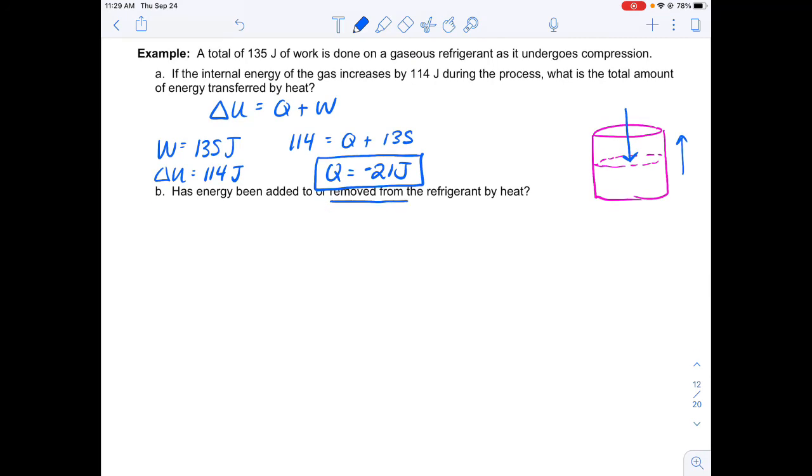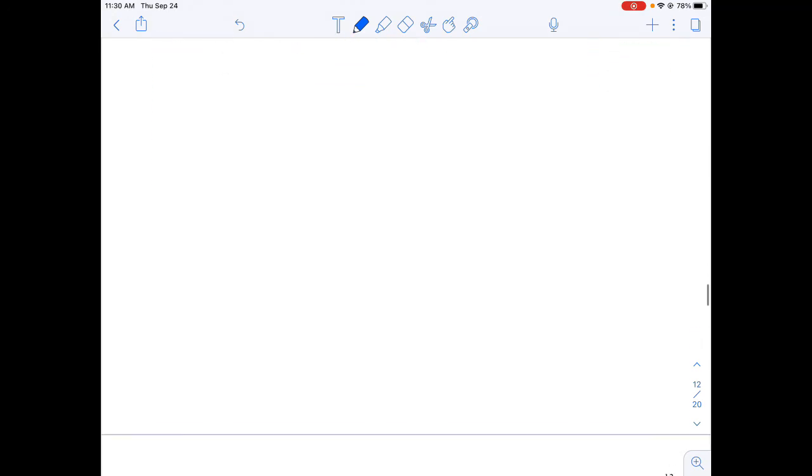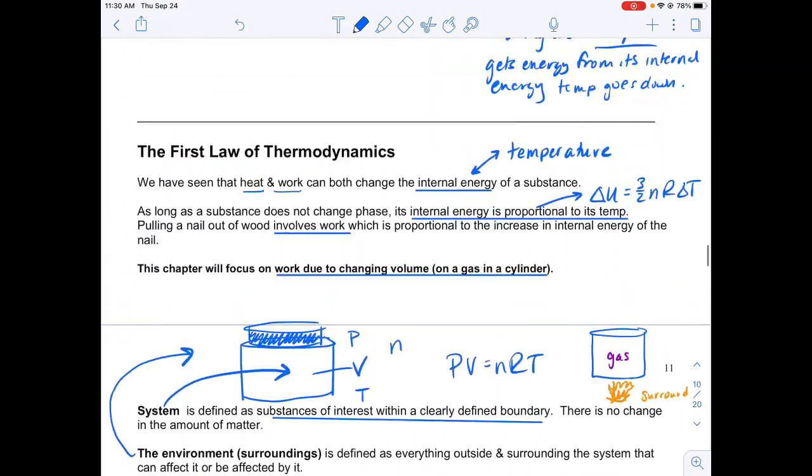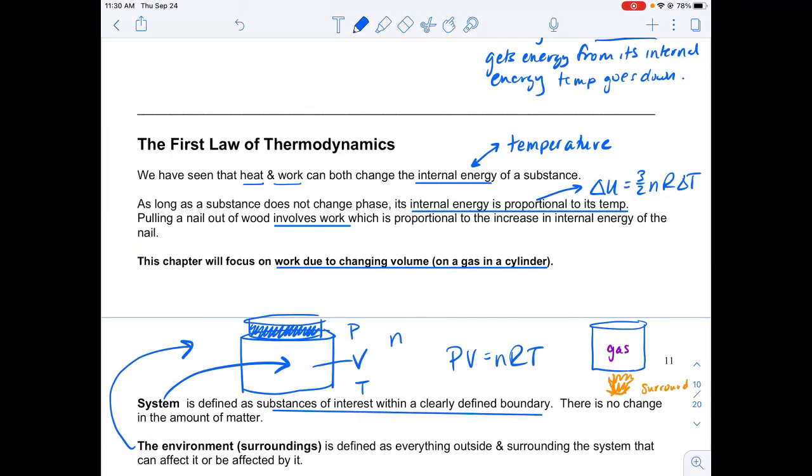And that's the next question. Energy has been removed from the refrigerant by heat. And that's part of the process of how a refrigerator actually pulls heat out of that freezer and refrigerator compartment. All right, we'll talk about this stuff more in class. Come to me with questions. This is just part 1 of this information about the first law of thermodynamics.